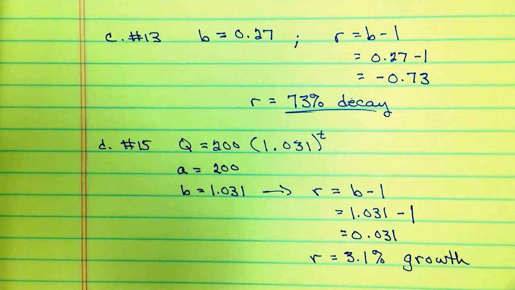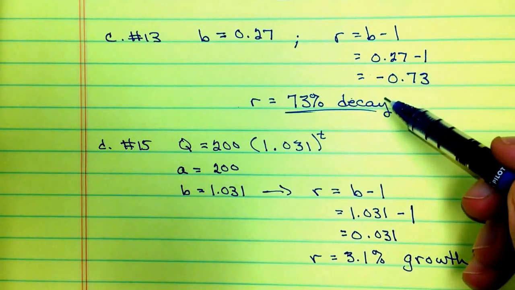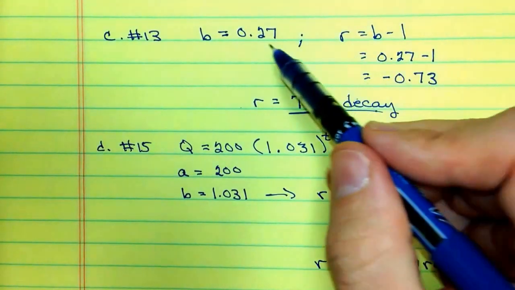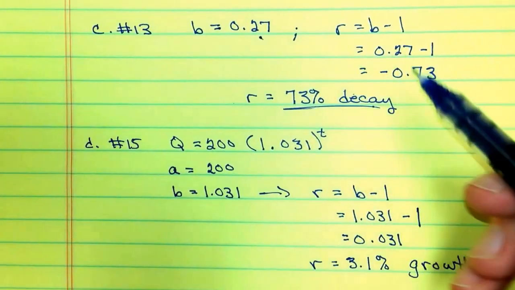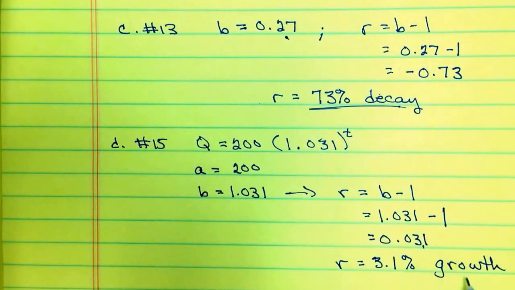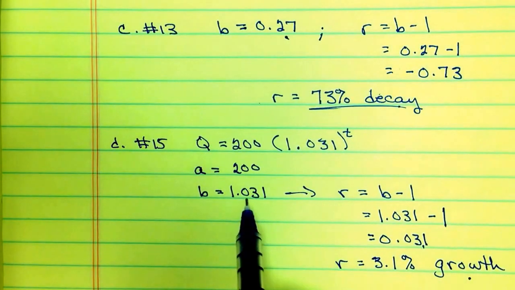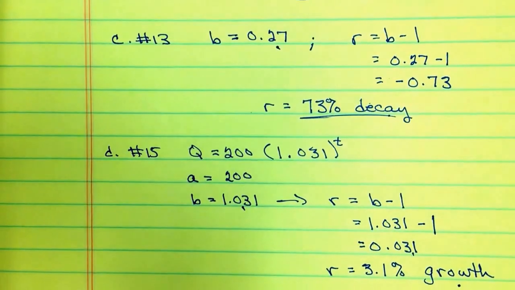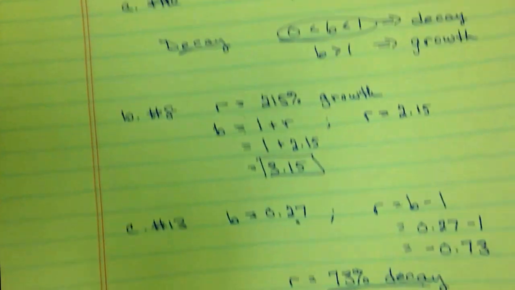All right, so keep in mind, when R is negative, that's decay. When R says decay, that means B is between 0 and 1. When R is positive, that means growth. So B had to be bigger than 1. All right, so try to keep those couple things straight. All right, so how about number 26. What letter is that? Little e.